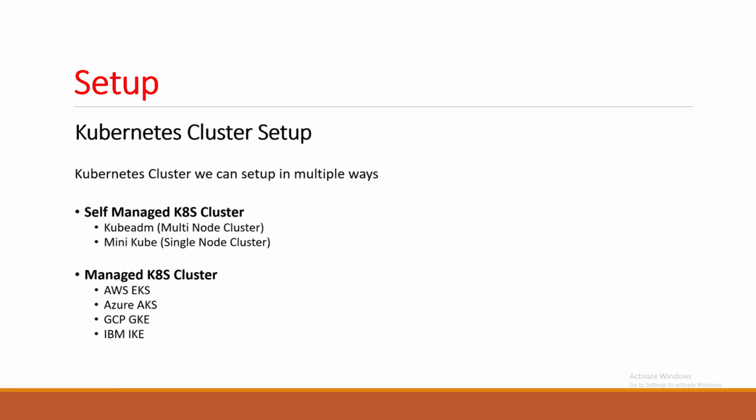Kubernetes cluster setup: we can set up a Kubernetes cluster in multiple ways, self-managed and managed. Self-managed is the KubeADM multi-node cluster, and Minikube is a single node cluster. Managed Kubernetes clusters are AWS EKS, Azure AKS, GCP GKE, IBM IKE, or Oracle OKE. These are all provider managed.